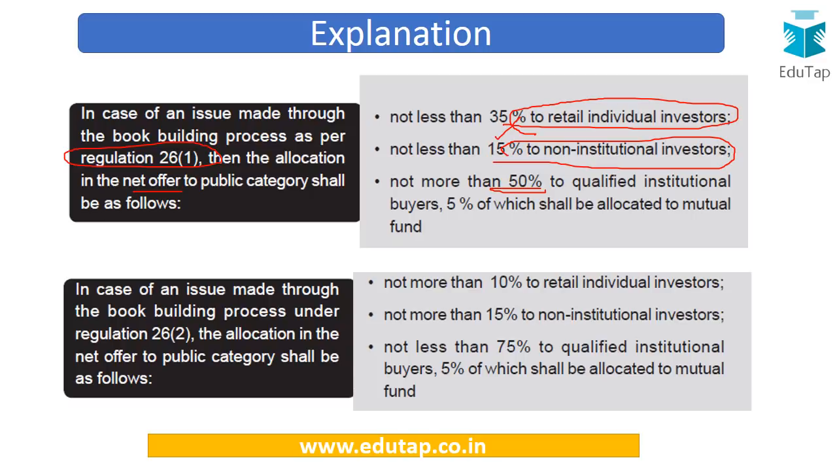But if the company did not comply with regulation 26(1), it would fall under regulation 26(2). And if the company is falling in this section, then the company has to comply with the following norms for allotment of securities: not more than 10% to retail individual investors. So a maximum of 10% is to be allotted towards retail individual investors, a maximum of 15% for non-institutional investors, and a minimum of 75% for qualified institutional buyers.